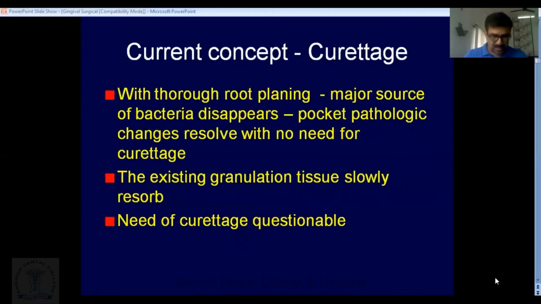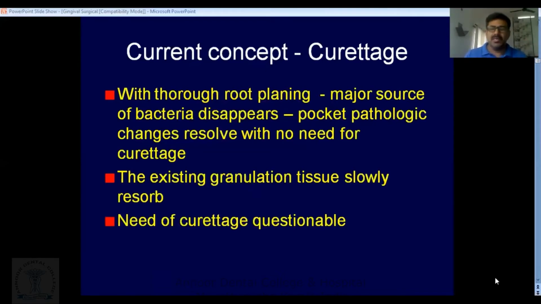In previous years, I think probably when we were doing post-graduation, all the cases we were supposed to do curettage. But now the present concept is you treat the hard tissue, that is, you remove all the deposits in relation to the tooth surface. The soft tissue will automatically heal. So there is no need of doing any curettage. That is, you don't have to scrape the gingival sulcus, the gingival lining. You remove all the accretions that are present on the root surface, and it will completely heal. So there is no need of curettage at present. That is the present concept.